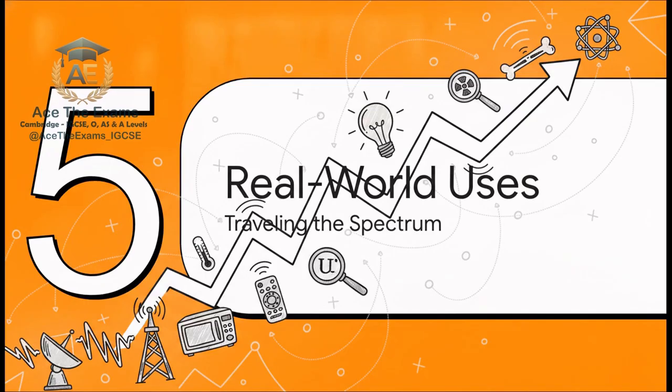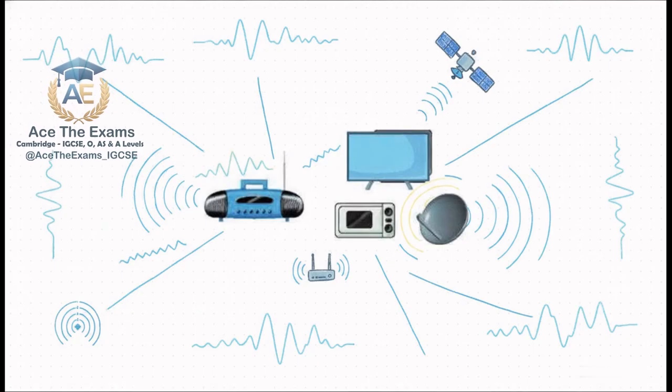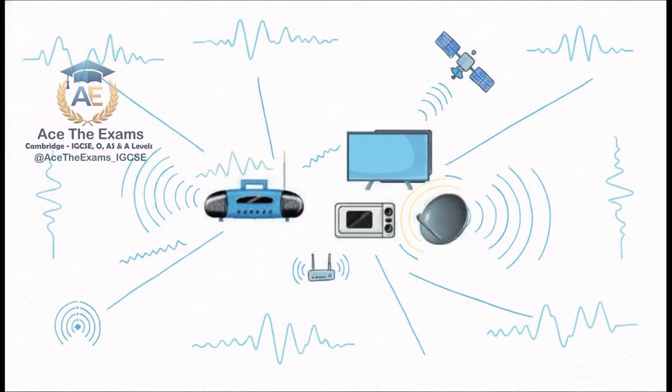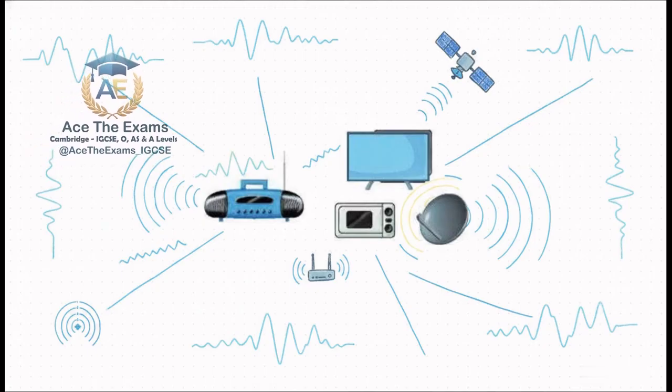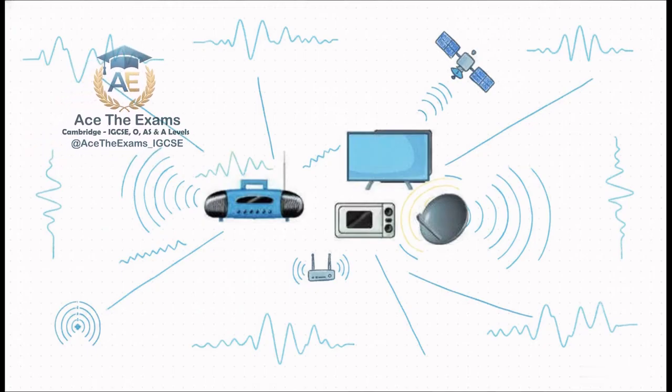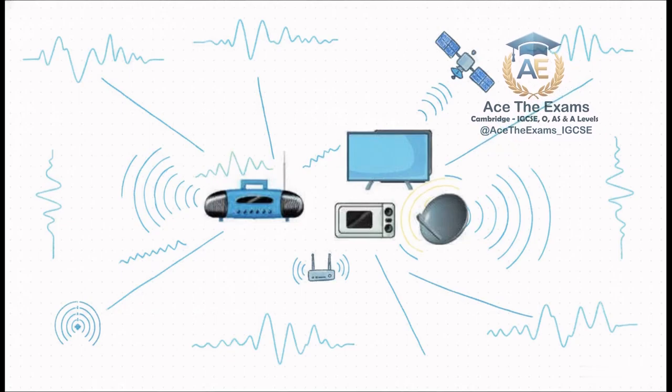Section 5. Real-world applications, traveling the spectrum. Okay, so how do we actually put this vast spectrum to use? Starting down at the bottom with radio waves and microwaves, these are pretty much everywhere in our daily routines. Long-wave and medium-wave radio signals give us all our AM and FM broadcasts. Then, as we step up the frequency just a little bit, we enter microwave territory.